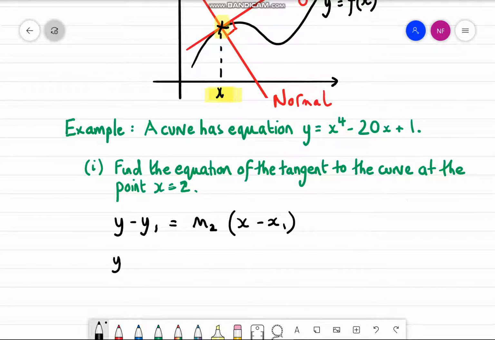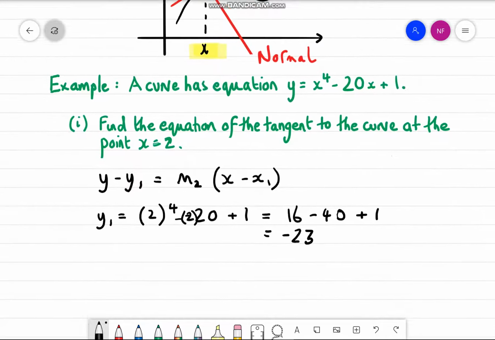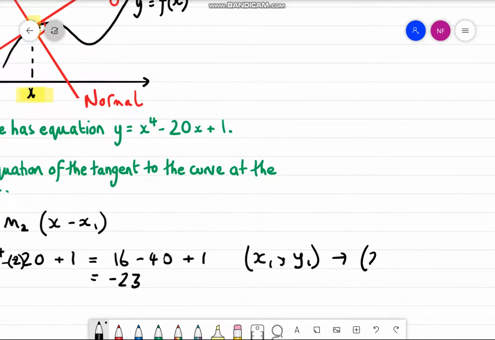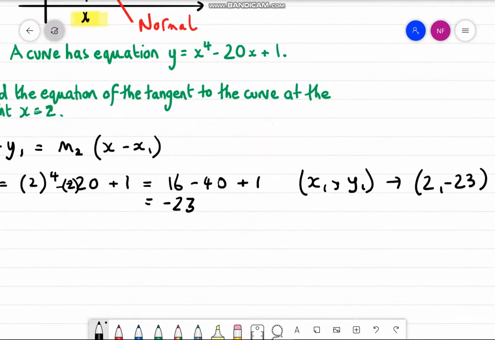So we can say that y1 is equal to 2 to the power of 4 minus 20 plus 1, which is equal to 16 minus 20, minus 2 times 20, minus 20 times by 2, which is actually minus 40, plus 1. So we can say that that is equal to minus 23. Hence, x1, y1 can be expressed as (2, minus 23). So we have the set of coordinates.